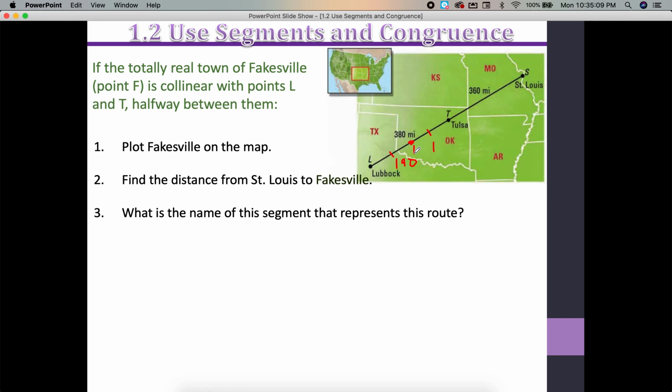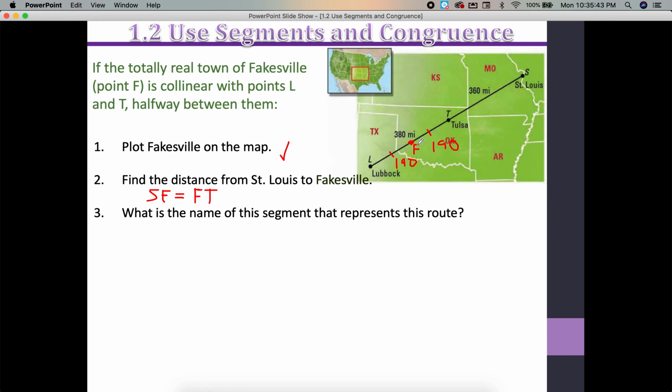So I should label this point, LF is 190, FT is 190, and then we were also told already that TS is 360 miles. Great. That's useful for part 2. Check with part 1. Part 2, find the distance from St. Louis to Fakesville. That's essentially SF. That is the length I'm trying to find, and you've probably done it in your head already. But I'm showing the excruciating detail here that with the segment addition postulate, this is probably the math that you're doing in your head.